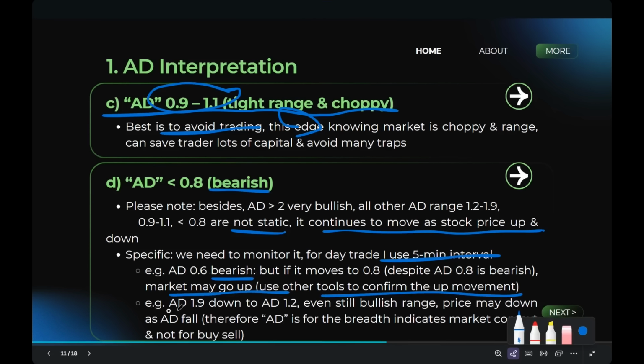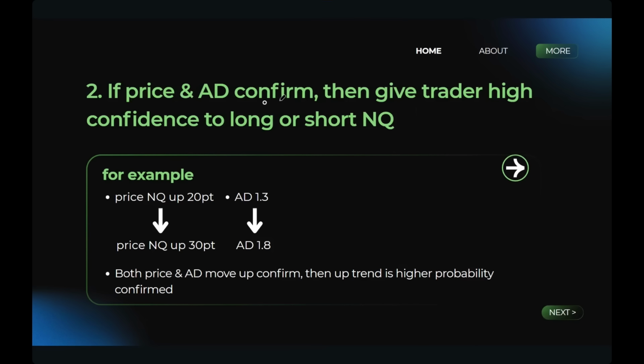Another example, if AD is from 1.9 down to 1.2, even though it is still in bullish range, the price may go down as AD is falling. As I said, it is not static. If price and AD confirm, this is the best scenario. That gives traders high confidence to long or short NQ.